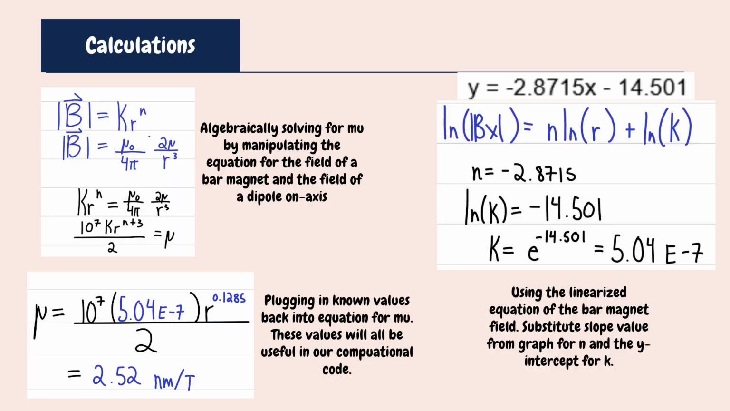In this lab experiment, there are generally 3 steps to the calculation process in order to yield the values that will be important for us later. In the first step, we're algebraically solving for mu by manipulating the equation for the field of a bar magnet and the field of an on-axis dipole. Secondly, we'll be using the linearized equation of a bar magnet field and substituting the slope value from the graph for n and the y-intercept for k. Third and lastly, we'll be plugging our known values back into our equation for mu, and all of these values will be useful for us in our computational code coming up later.